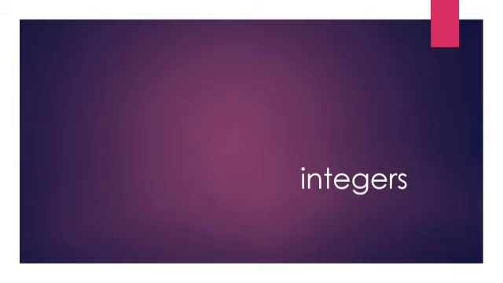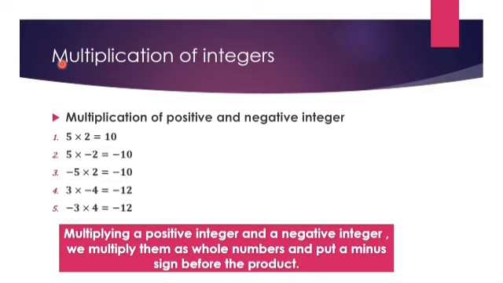Today in this class we will discuss the multiplication of integers. Let us now learn how to multiply integers. The first case is multiplication of a positive and a negative integer. You are already familiar with positive integer multiplication. For example, 5 into 2, both are positive integers. We can simply multiply these numbers. 5 into 2, the answer is 10.